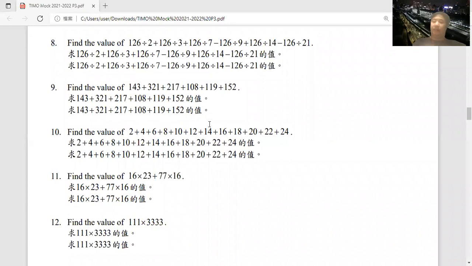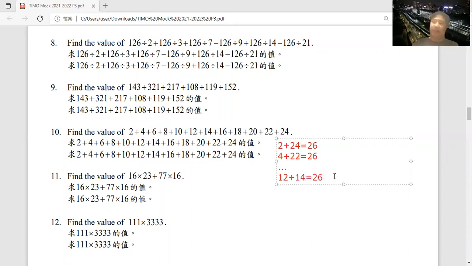Okay, next question. Find the value of 2 plus 4 plus 6 plus 8 plus 10 plus 12 plus 14 plus 16 plus 18 plus 20 plus 22 plus 24. Actually, there are 3 ways of doing it. Now the first way is that you pair up the start and the end. So you have 2 and 24, which is 26, and 4 and 22, which again is 26. Etcetera, you have 12 plus 14, which is another 26.